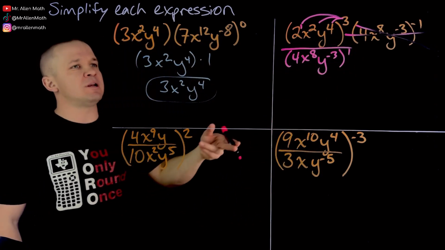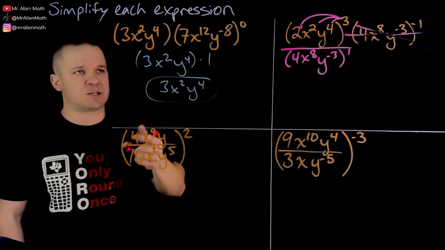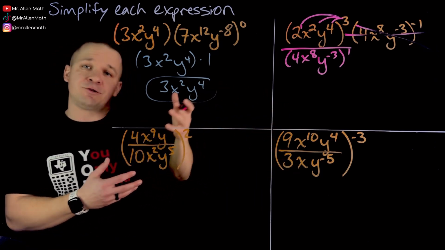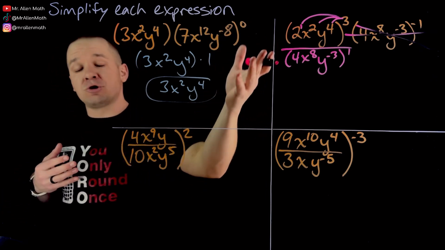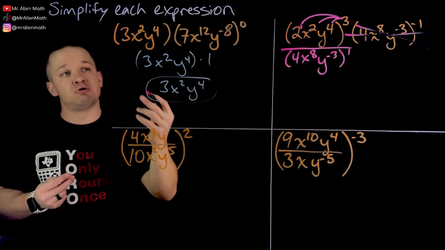I cannot distribute an exponent into a sum or difference like x plus 5 to the 3rd power. I can't distribute that in. I'd have to multiply it out 3 times, okay? But when it's all multiplication or division, I can distribute my exponent to my exponents.